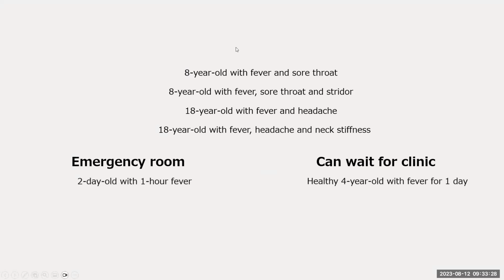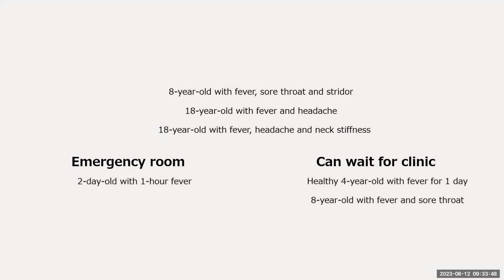Excellent. Yep, this is group A strep. So usually I will make sure that the kid can still drink water. As long as he can still drink water, he can wait for me tomorrow in clinic. Perfect. All right, how about the next one? So, a pretty similar story: 8-year-old with fever, sore throat, and a stridor.